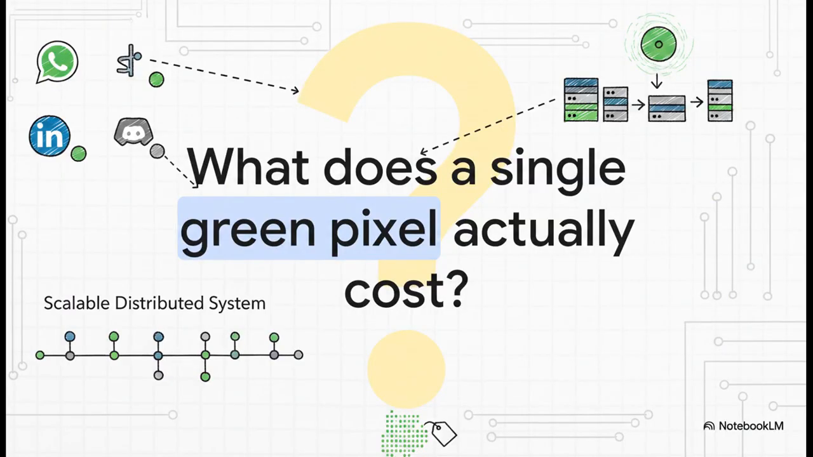Think about when you open WhatsApp, Slack, Discord, or LinkedIn. You'll always find it right next to a user's name, that tiny colored dot. Green means online, gray means offline. It looks like a single bit of information, right? Just a simple true or false. But what does it actually cost to engineer that single green pixel at a billion user scale?